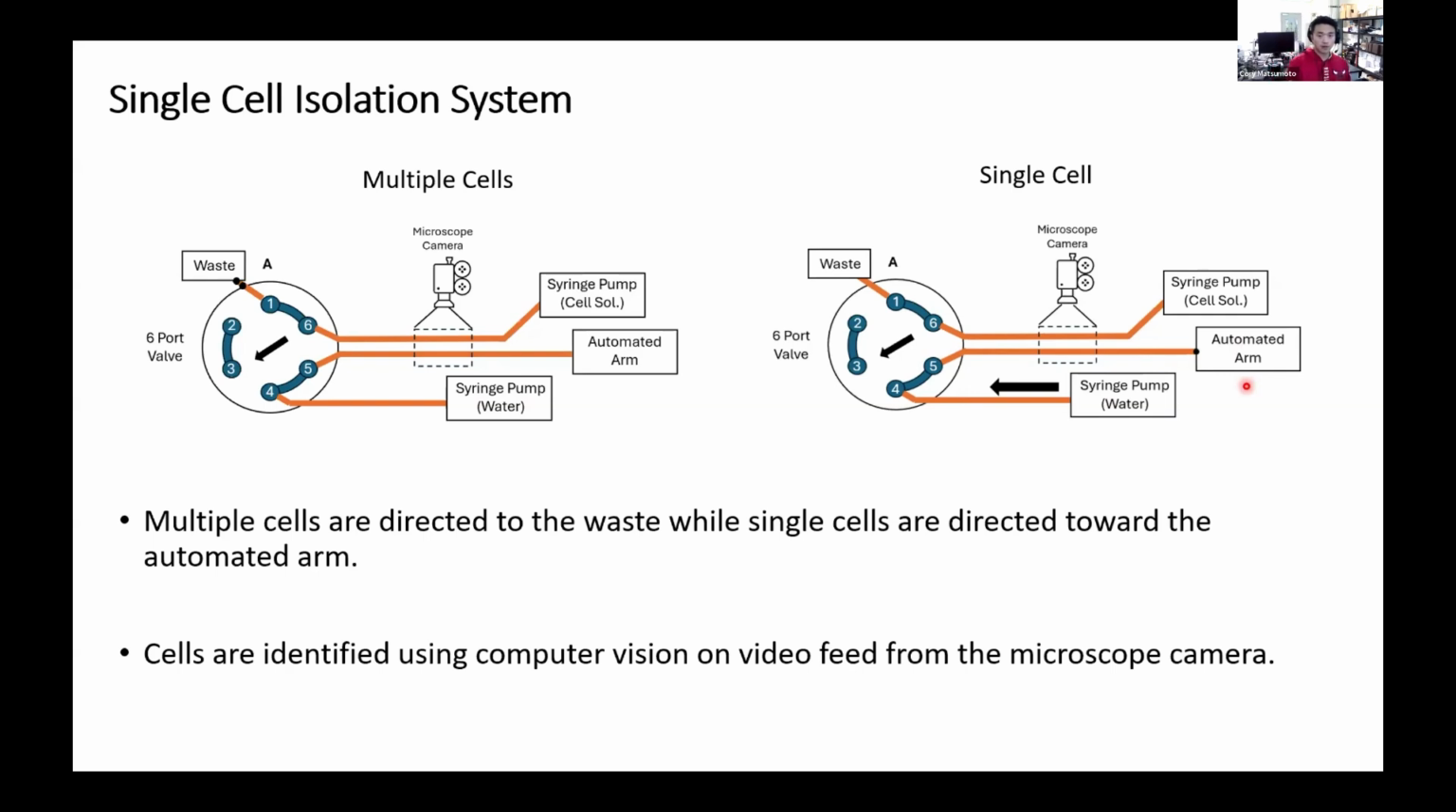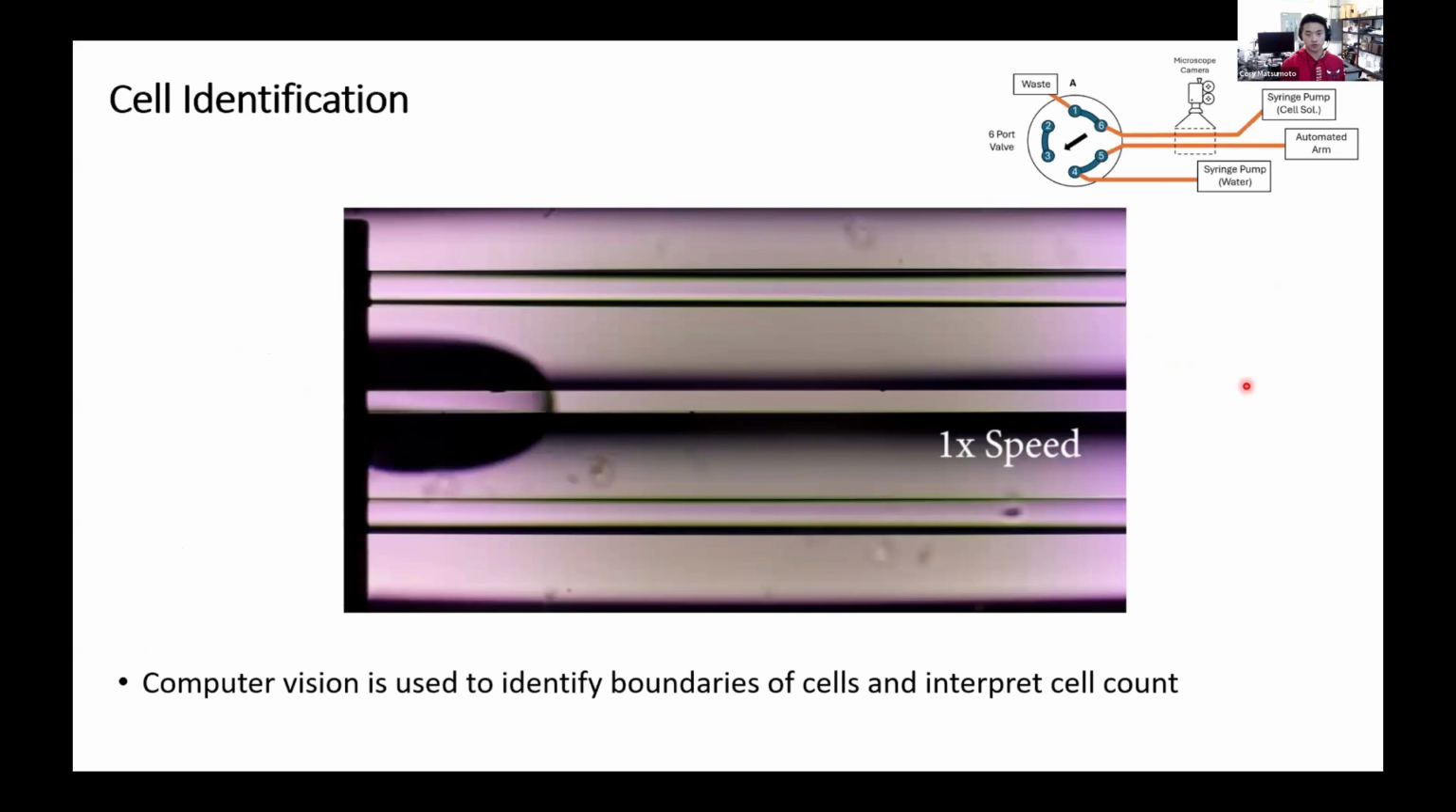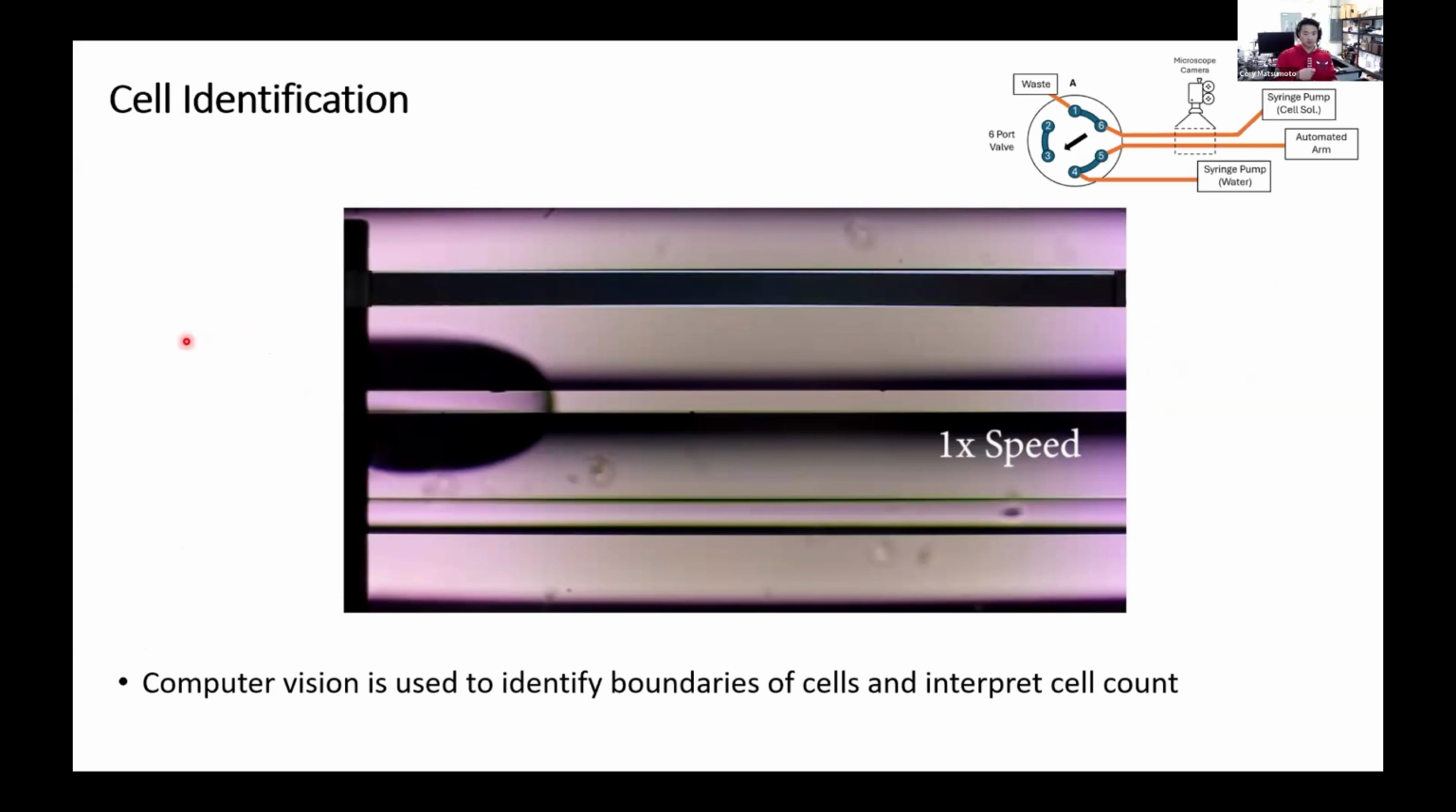And so let's take a look at what it looks like through the eyes of the microscope camera. So here we have the top capillary leading to the 6-port valve, and here we have cells actually traveling through the capillary. And so this is what it looks like from the eyes of the Raspberry Pi. Essentially, you can see we can easily identify the boundaries of the different cells. And from these boundaries, it's able to interpret if it's no cells, multiple cells, single cells, or even debris. As you can see, this is likely debris because it's too small to be a cell.